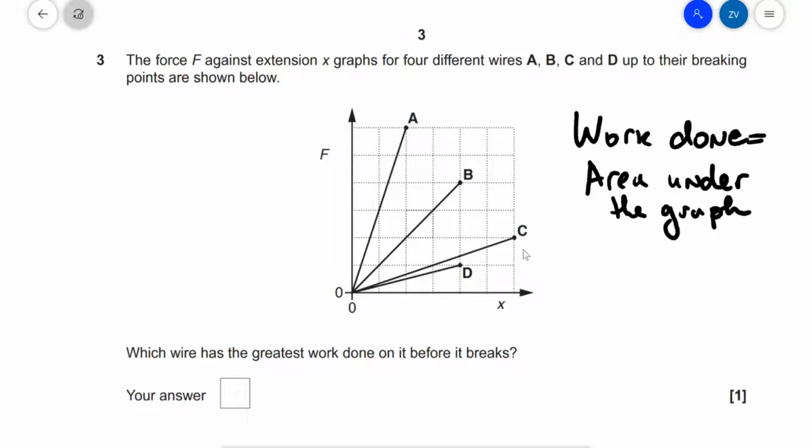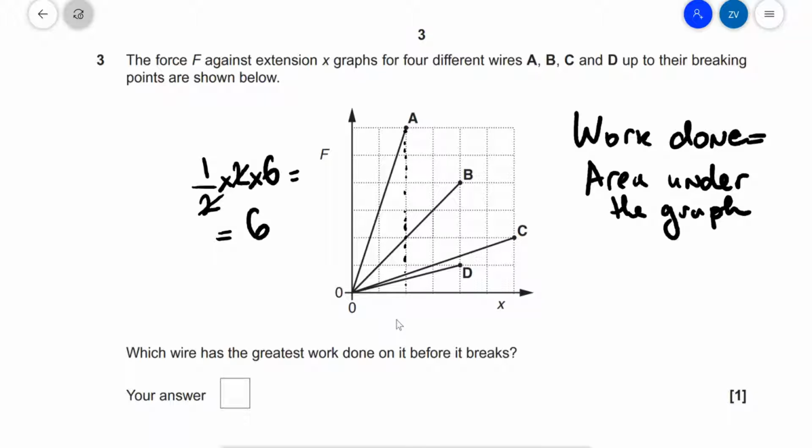Now, even judging by eye, we can see that C and D are not going to be the correct answers. The reason for that is because the area is clearly smaller. Now, A is probably going to have a smaller area, but let's just be sure. So A has 2 squares by 6 squares, so the area of A will be half base times height. It's going to be a half times 2 times 6, which is just equal to 6. We don't really know what the units are.